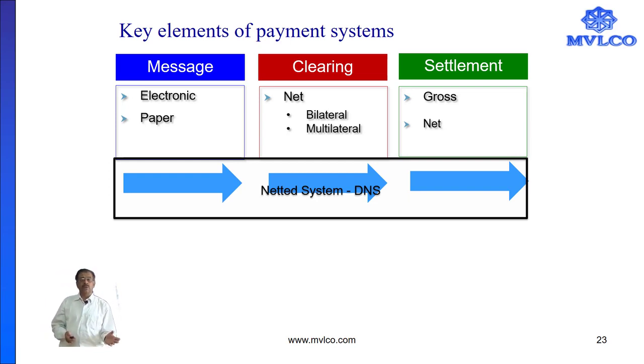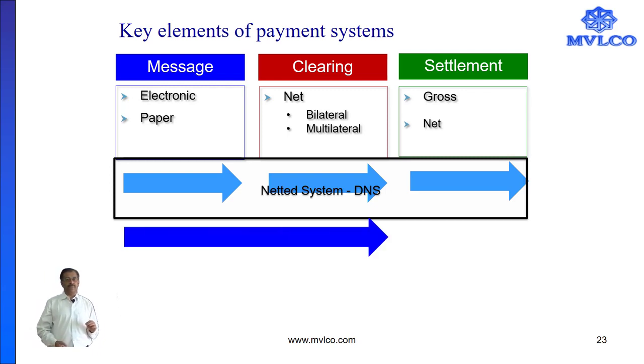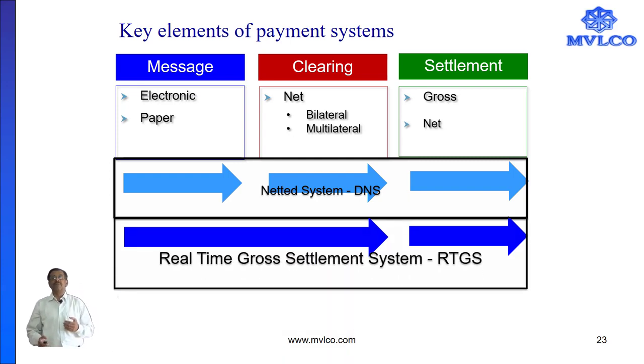There could be another mechanism to use these three key elements, and that is what we will call the real-time gross settlement system. In the real-time gross settlement system, the clearing system, which is the RTGS system, will receive a message. That message would be considered to compute the obligation, but here we are not going to compute the net obligation. We compute the obligation in a gross way and instantaneously, in real time, settle that obligation. So when we receive the message, process the message immediately, compute the obligation in a gross way and settle the obligation in a gross way in real time. This is how the real-time gross settlement system would operate.